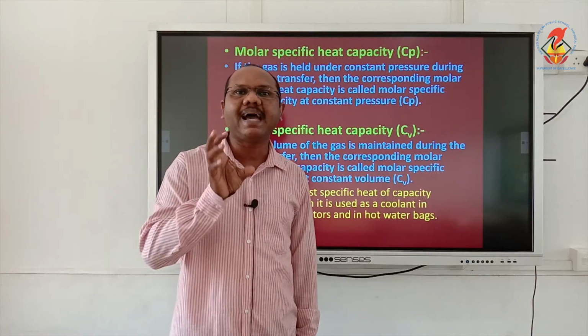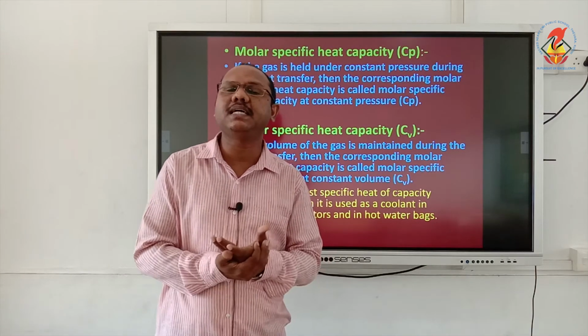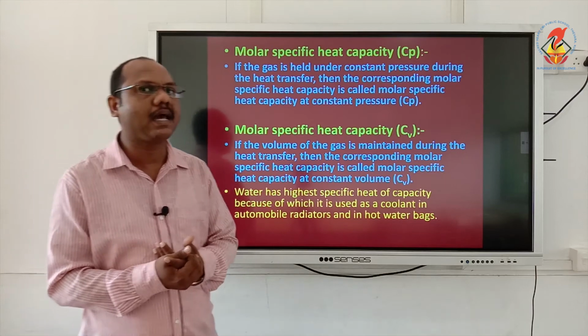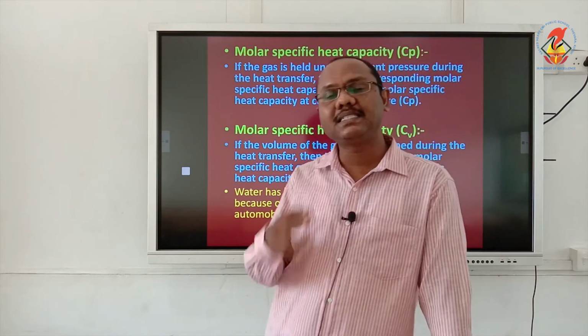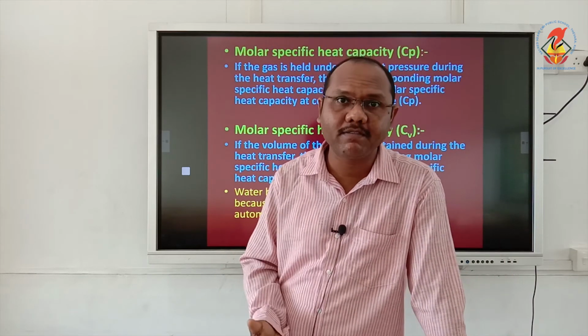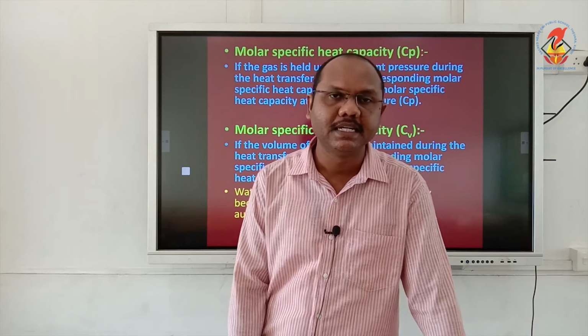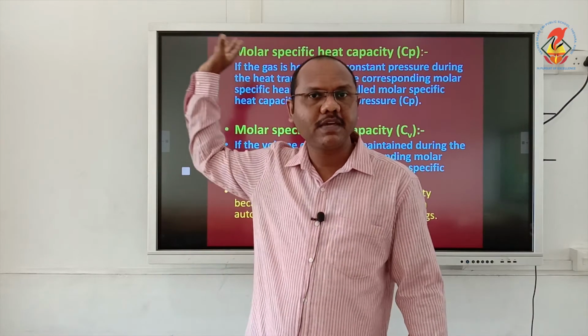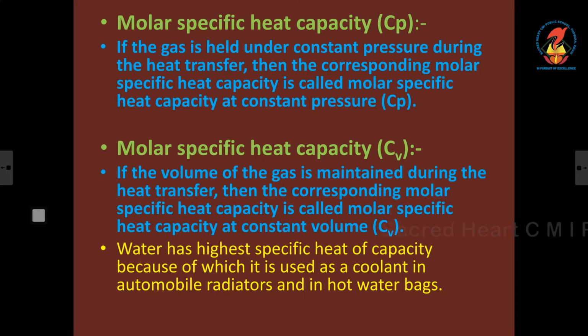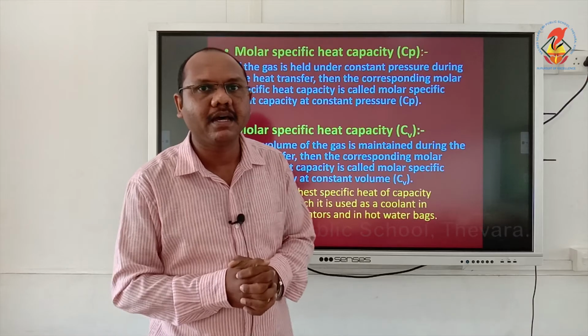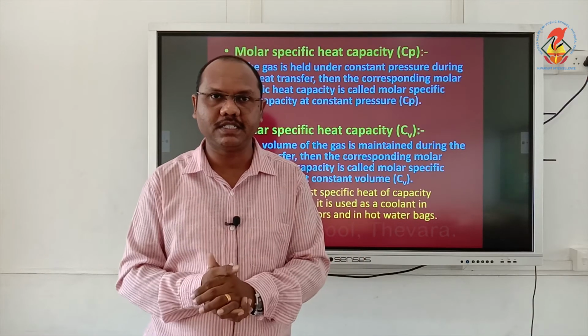Now, solids and liquids have only one type of specific heat, whereas gases have two types of specific heat. The first one is specific heat at constant pressure, and the second one is specific heat at constant volume. So let us see what is specific heat at constant pressure. Take some amount of gas, and the pressure should be constant.